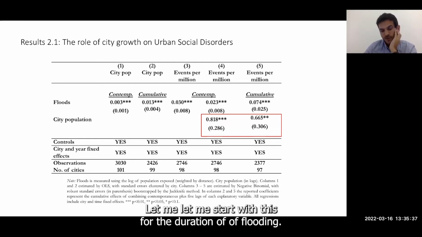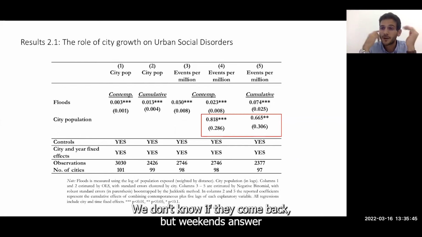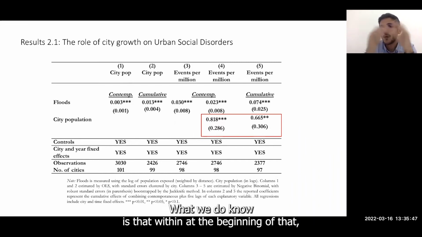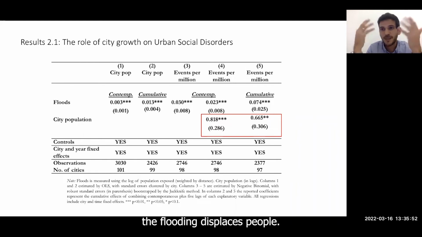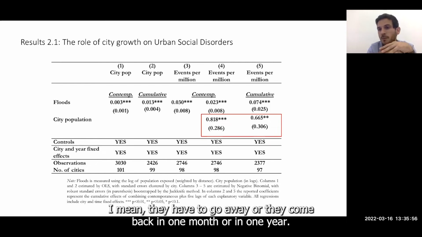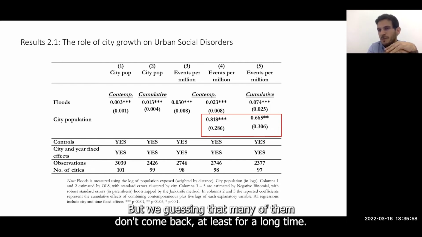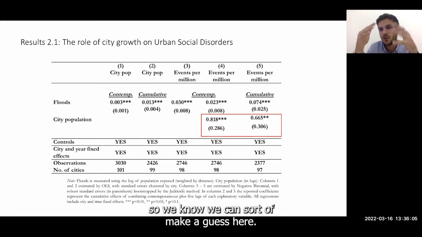Let me start with the duration of flooding. We don't know exactly what people do after. We don't know if they come back, or we guess that many of them come back, right? What we do know, as I was saying at the beginning, is that this flooding displaces people. They have to go. Whether they come back in 1 month or in 1 year, we don't know. But we're guessing that many of them don't come back, at least for a long time. And as you were saying, because we track the evolution of city population, we can sort of make the guess here, all right?